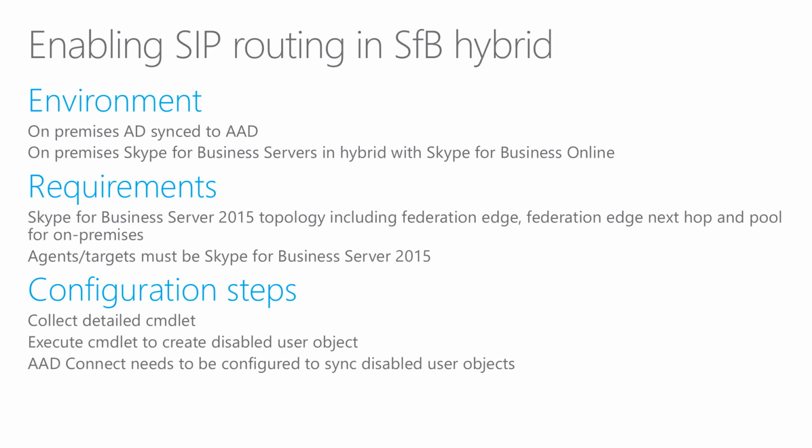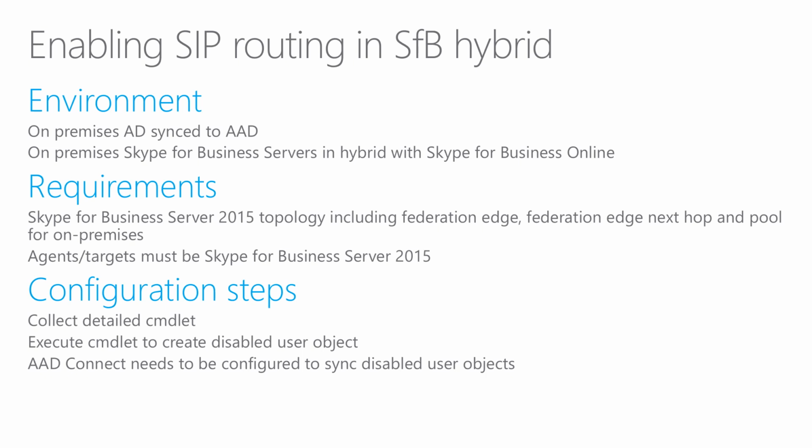To enable SIP routing in Skype for Business Hybrid, your on-premises AD must be synced to Azure AD, and you should have an on-premises Skype for Business server configured for hybrid configuration with Skype for Business Online. You must have Skype for Business 2015. That includes a Federation Edge, a Federation Edge Next Pool, and a Next Hop, so your on-premises environment can talk to the cloud. Agents and targets must be on Skype for Business Server 2015.